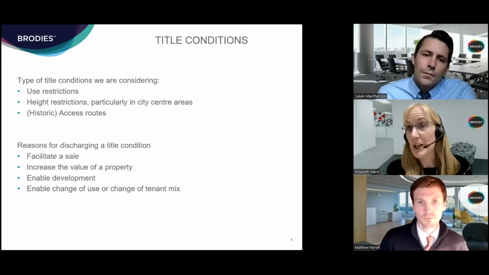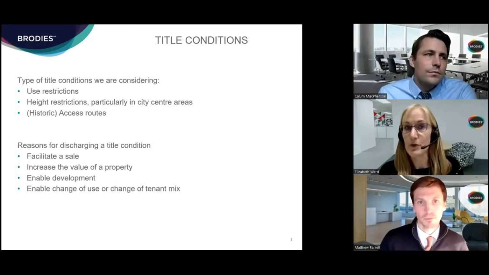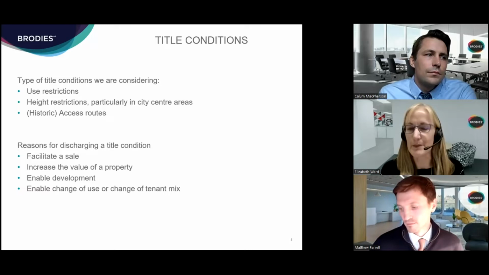We're going to be speaking through, or Calum will be speaking through, a worked example later on. In that, we're going to be focusing on a use restriction. That is the one that is most problematic.